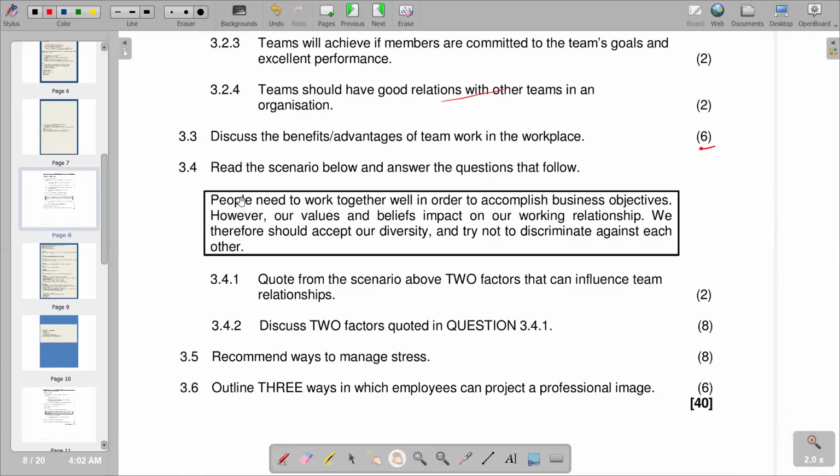So when you go to 3.4, read the scenario below and answer the questions that follow. The scenario reads, people need to work together well in order to accomplish business objectives. However, our values and beliefs impact on our working relationship. We therefore should accept our diversity and try not to discriminate against each other. Then 3.4.1, quote from the scenario above 2 factors that can influence team relationship. So 2 factors that we can pick there. Let's just try to see according to what we are given.